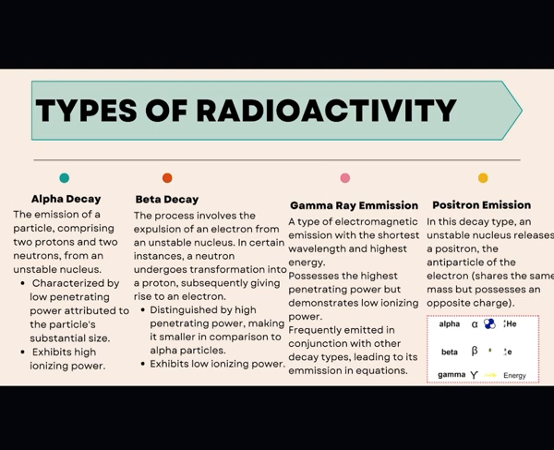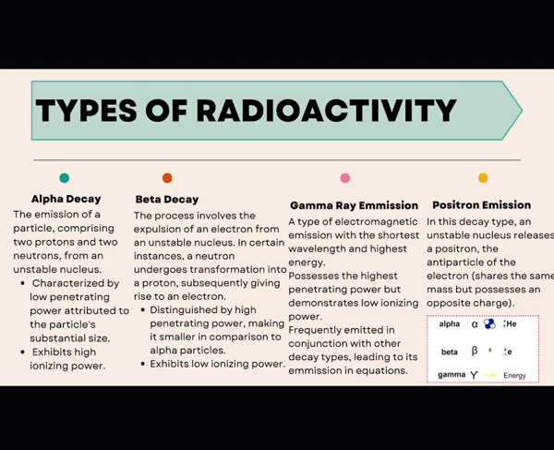So for beta decay, this process involves the expulsion of an electron from an unstable nucleus. In certain instances, a neutron undergoes transformation into a proton, subsequently giving rise to an electron. And this is distinguished by high penetrating power, making it smaller in comparison to the alpha particles. And it exhibits a low ionizing power, unlike the alpha decay.